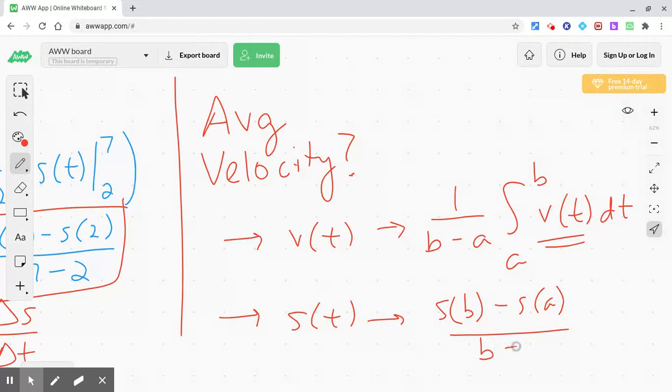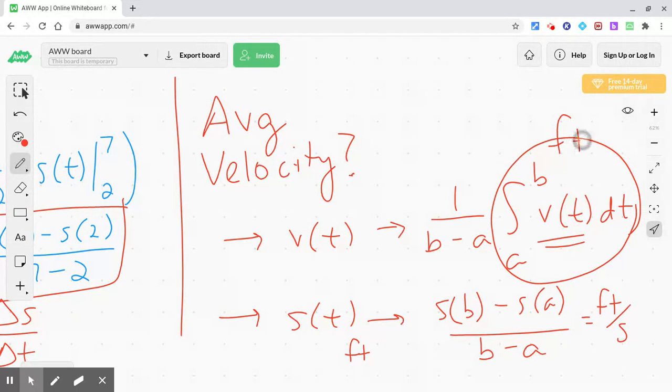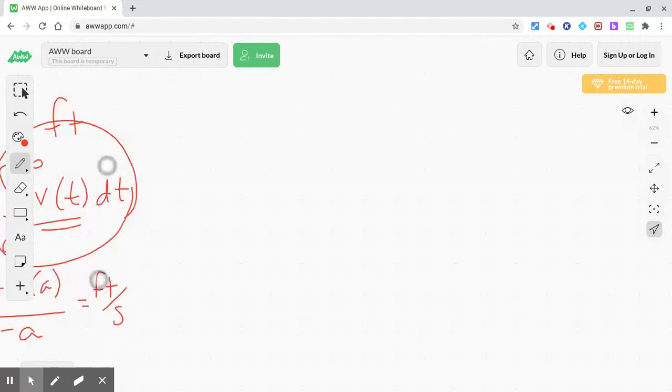Think about my units there. Even those work out. If this is position, say this is in feet, and time is in seconds, this is in feet per second. Right? Same thing happens here. I work backwards to position, that's in feet, and I divide by time in seconds. This works if you're talking about average velocity, average acceleration as well.